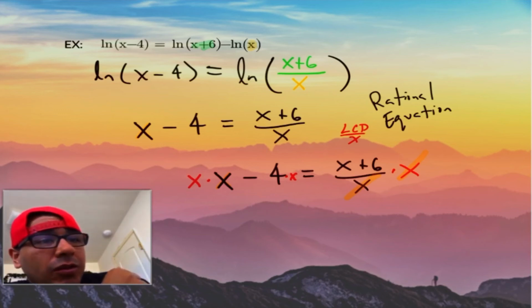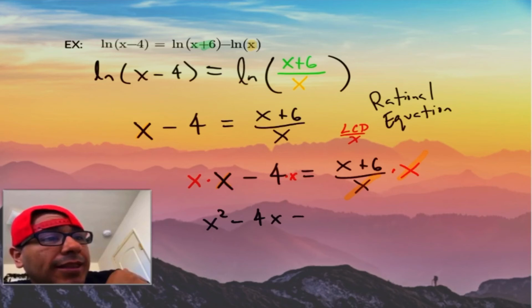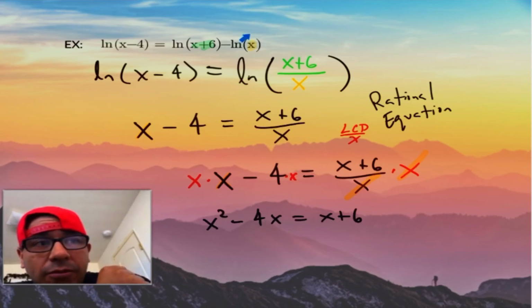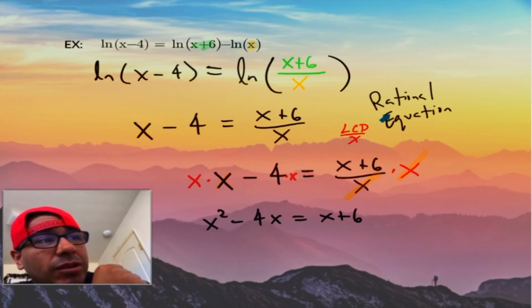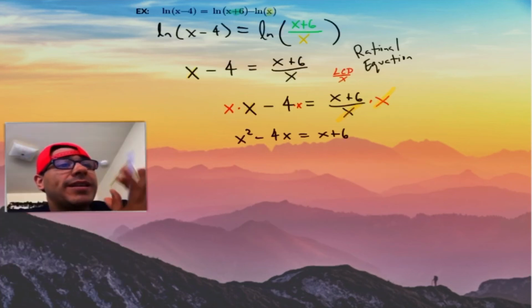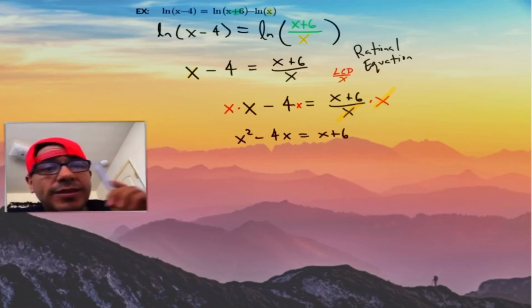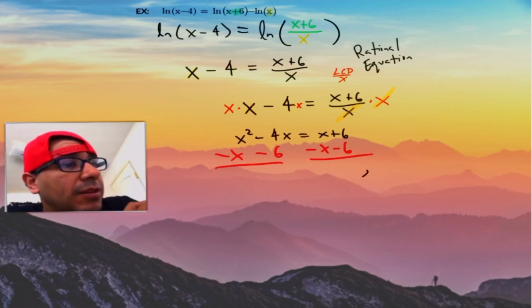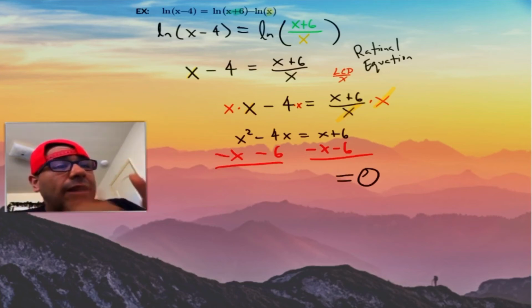All right, so we're left with x squared minus 4x, and that's equal to x plus 6. So wait a minute. We started with a logarithmic equation. Then we went to a rational equation. And now this rational equation turned into a quadratic equation. We said anytime we had a quadratic equation, we set one side equal to 0. So let's be consistent. Let's go ahead and subtract x from both sides, subtract 6 from both sides, and let's combine our like terms. So one side is equal to 0, just like we want.